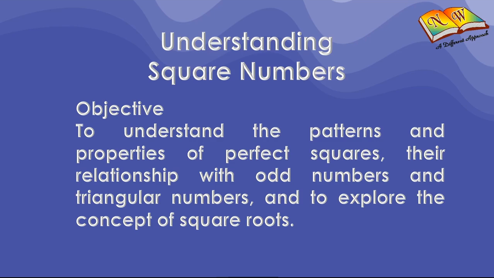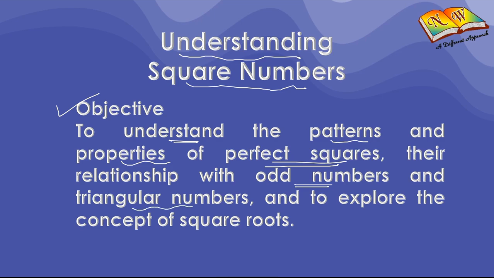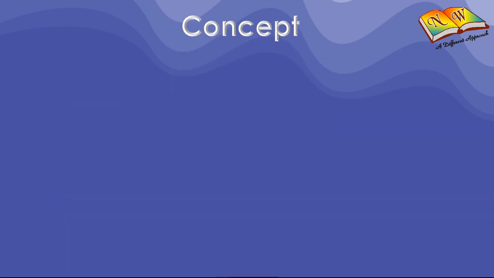This is the activity on understanding square numbers. The objective of this activity is to understand the patterns and the properties of perfect squares and how they are related with odd numbers, the triangular numbers, and to explore the concept of square roots. So let's understand what are square numbers first, and then we will see what are triangular numbers.